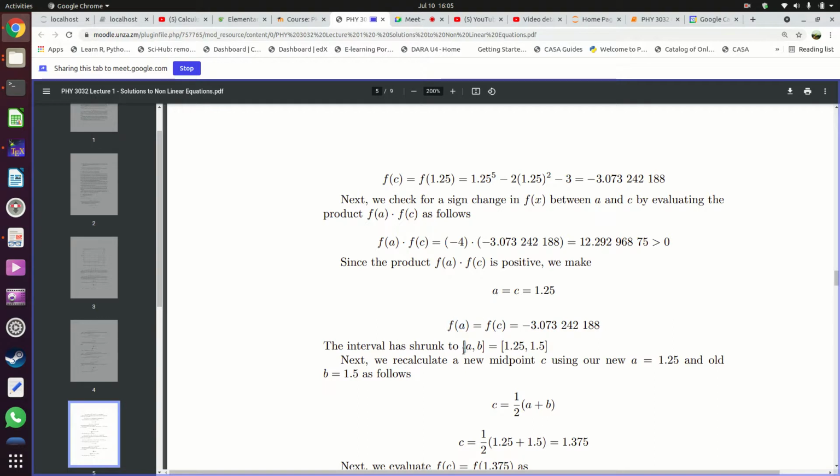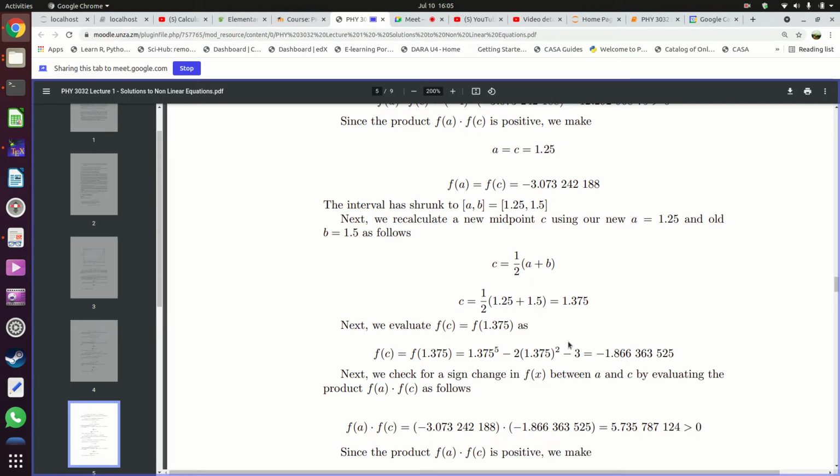So our A is now going to be 1.25. Our B remains what it is. So we end up having 1.25, comma, 1.5. So our interval has now shrunk further to this. So it's much smaller than what we had before.